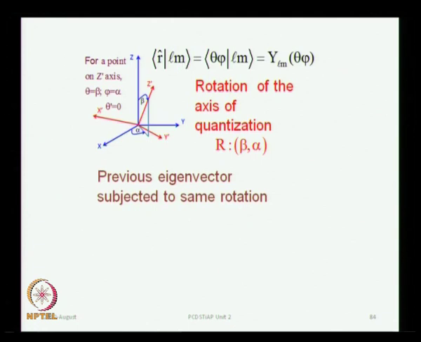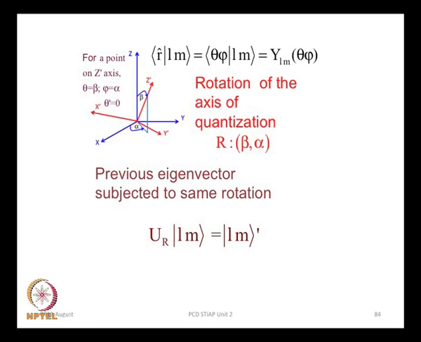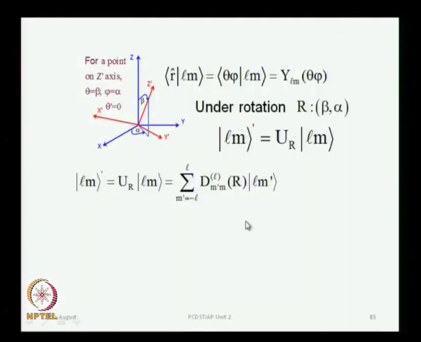Now, you subject this Lm to the same rotation and you get a new angular momentum state. So, this is what you have got. You get Lm prime as a new vector, which you get by subjecting Lm to a rotation. We know what this rotation is. This rotation corresponds to the angles beta and alpha.